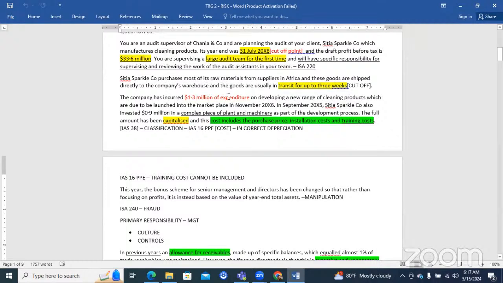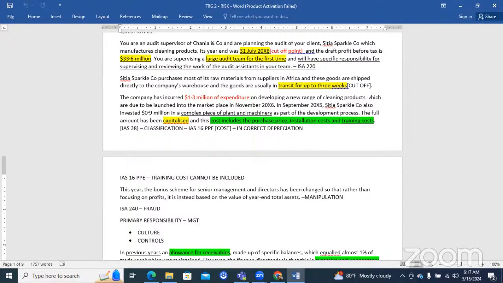Here, 1.3 million expenditure to develop a new range of cleaning products. That 1.3 million might include some capital expenditure and some revenue expenditure. It does not mean that the entire 1.3 million should go to the balance sheet. If the client says, yes, we developed a new product, it is a development cost and it is generating additional income, you can't be satisfied. Don't be satisfied with the explanation given by the client.